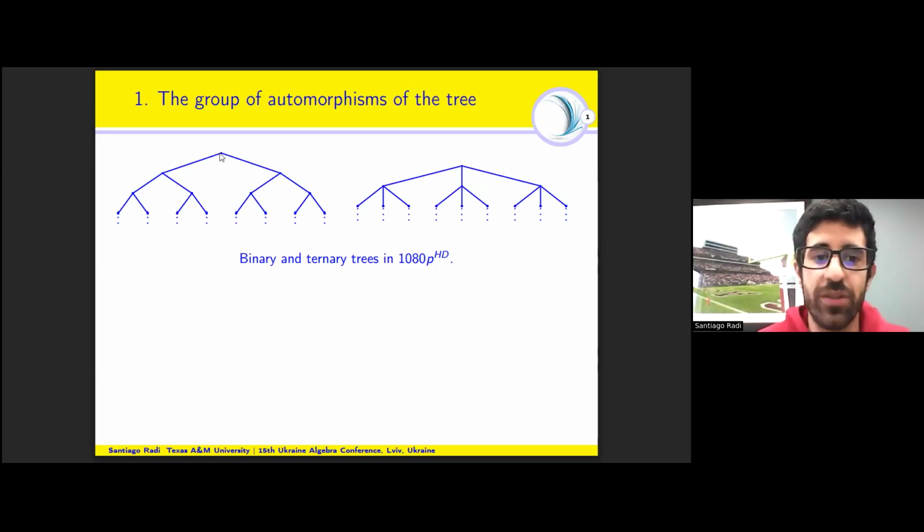We are going to have a root, a special vertex, and then we have infinitely many vertices, and they're all going to have the same number of children. So, for example, in the case on the left, they all have two children. In the other case, they all have three children.